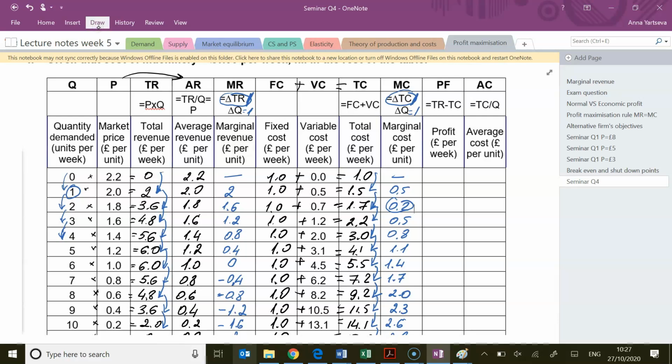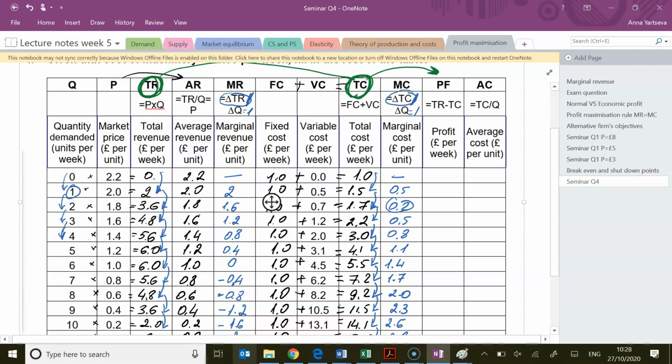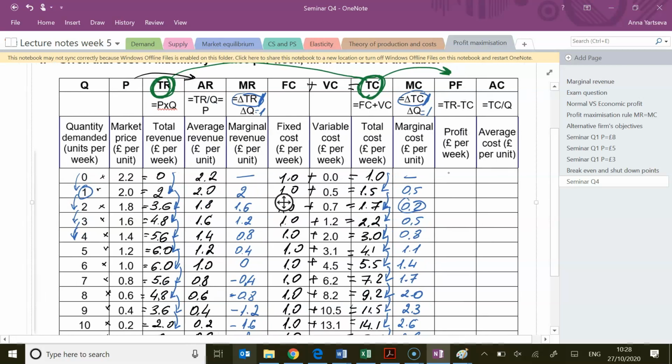Profit, I'll use green here. Profit is simply the difference between total revenue and total cost. So we are going to look at these columns, total revenue and total costs, and we'll simply compare them. This will generate us profit. Revenue minus costs. So let's have a look. Initially, revenue 0, cost is £1. Profit is -1.